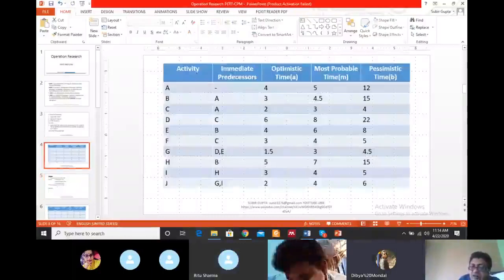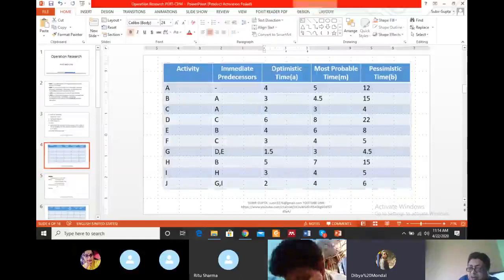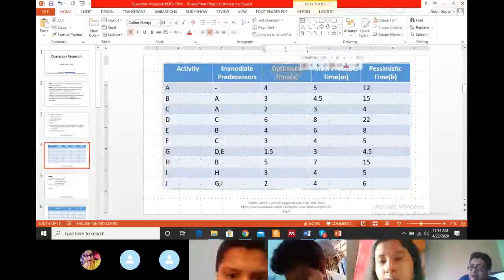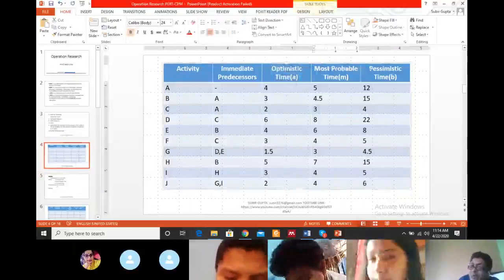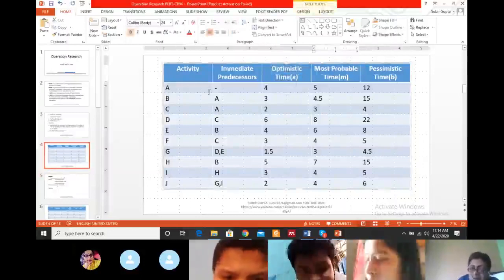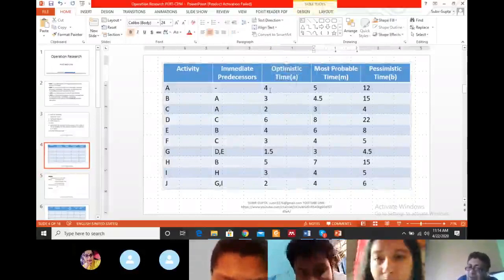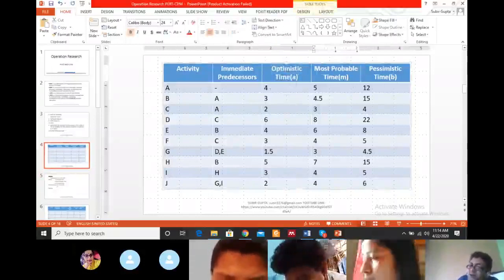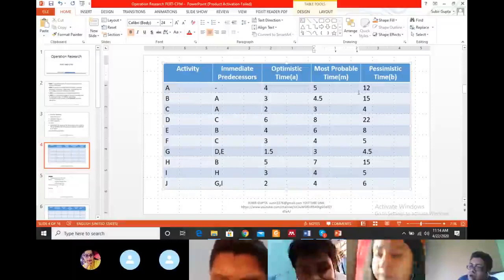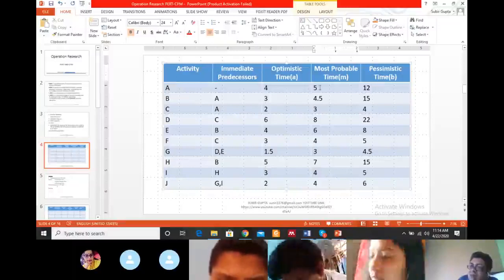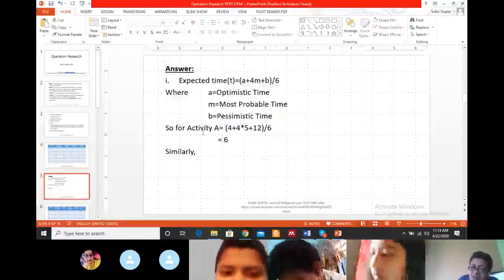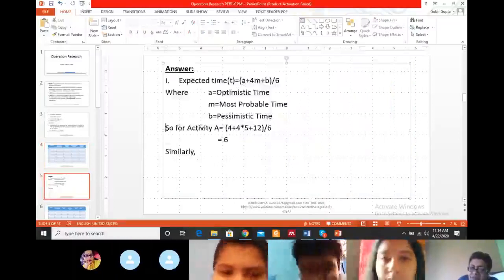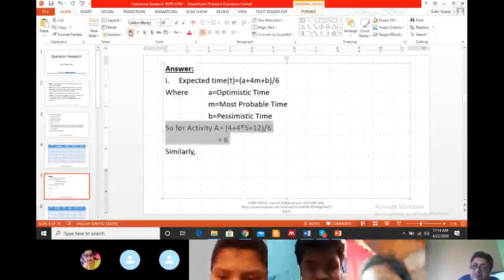Please look at the table in your question. The optimistic time is given. We denote it as A. Similarly, the most probable time is M and the pessimistic time is B. So from the first row, it will be (4 plus 5 into 4 plus 12) whole by 6. So 4 plus 5 into 4 means 20. 20 plus 4, 24, plus 12, 36 by 6. So that is 6 for activity A. Is it okay for everybody?